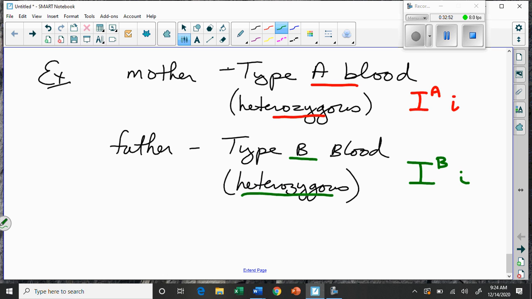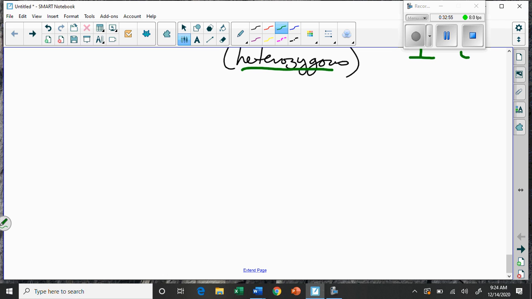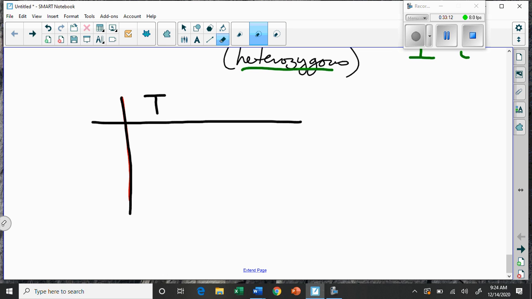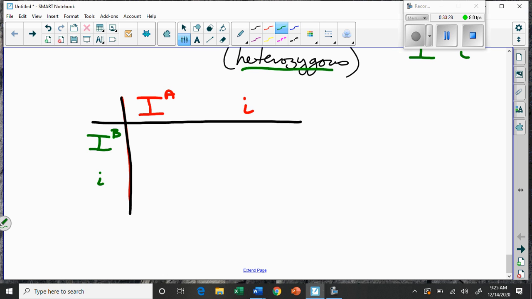So then if we did a cross to see what would happen, we could look at the possible gametes. Well, the mother's gametes, we'll put along the top, are either IA, or the other allele, which would be this. The mother was type A, right? And the father, who was type B, could have either this one or this one. Those are the possible gametes when you separate those genotypes.